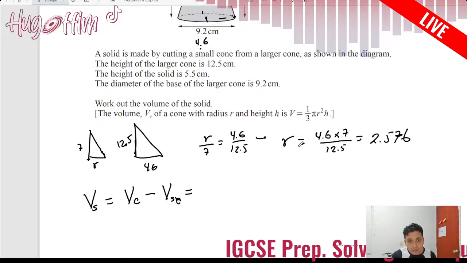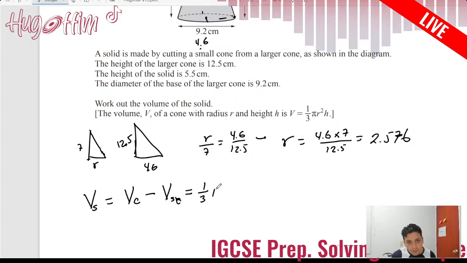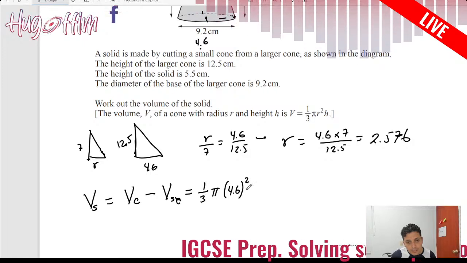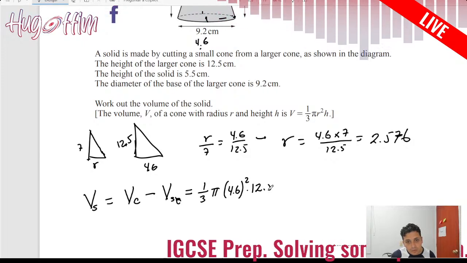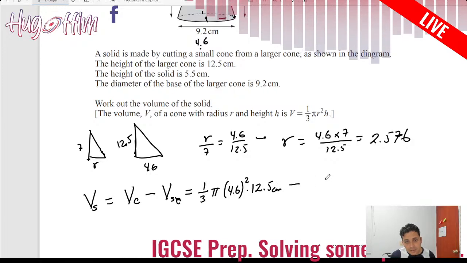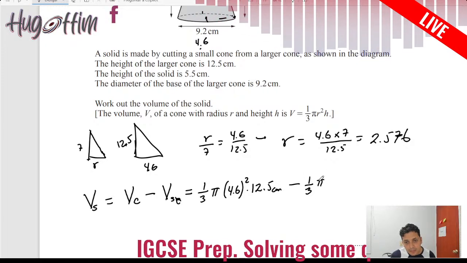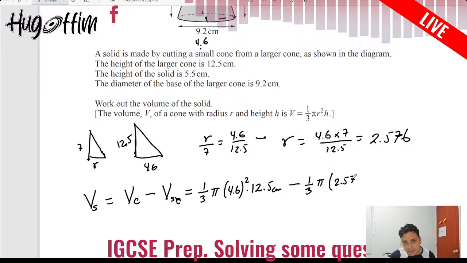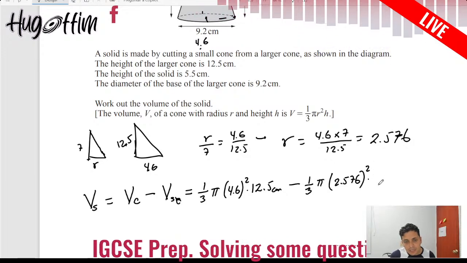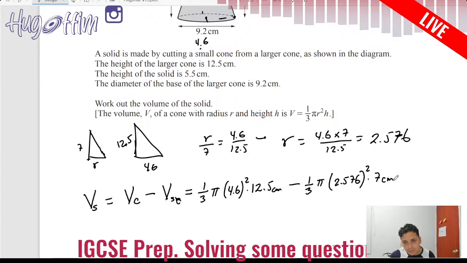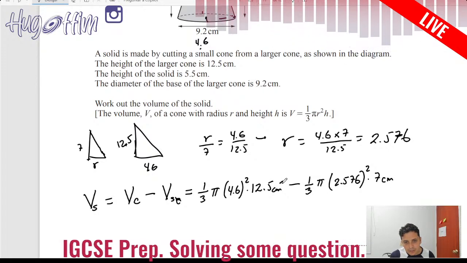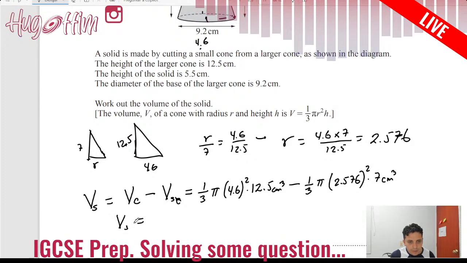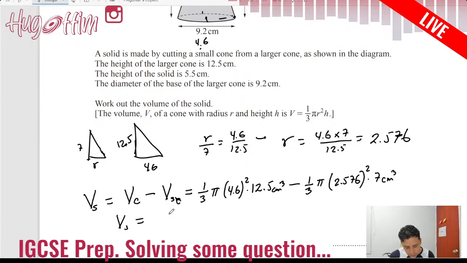And the volume of the cone is a third of pi r squared, so 4.6 squared times the height, that is 12.5 centimeters, minus a third of pi times 2.576 squared times 7, that is the height of the other cone. Okay, everything in centimeters cubed. Done. So the volume of the solid, we just need to compute it.